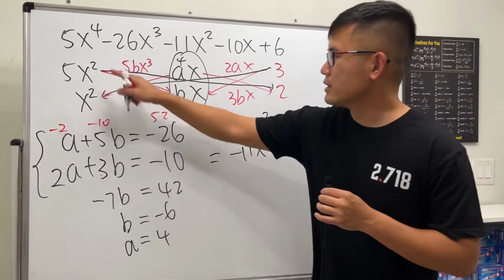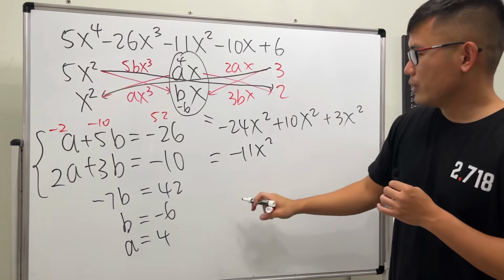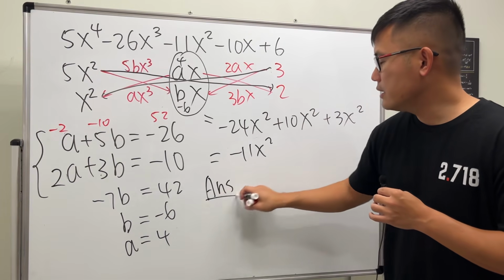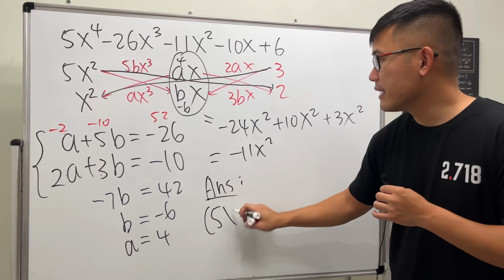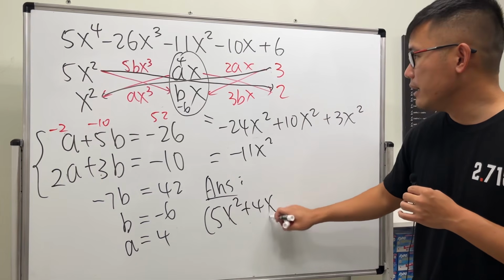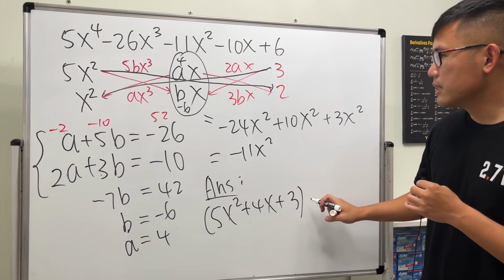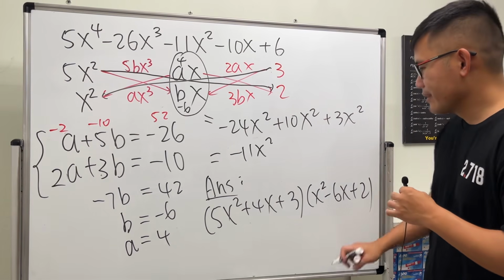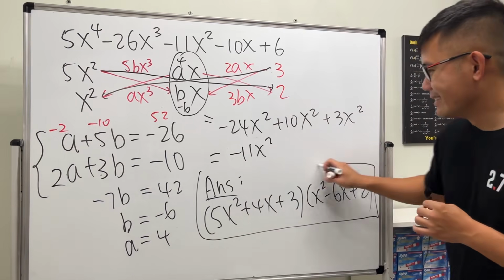We know the answer is just this, that, and then this, that. So, ladies and gentlemen, this right here, I'll just say the answer is equal to 5x squared plus 4x plus 3 times x squared minus 6x plus 2. Yeah, cool. All right.